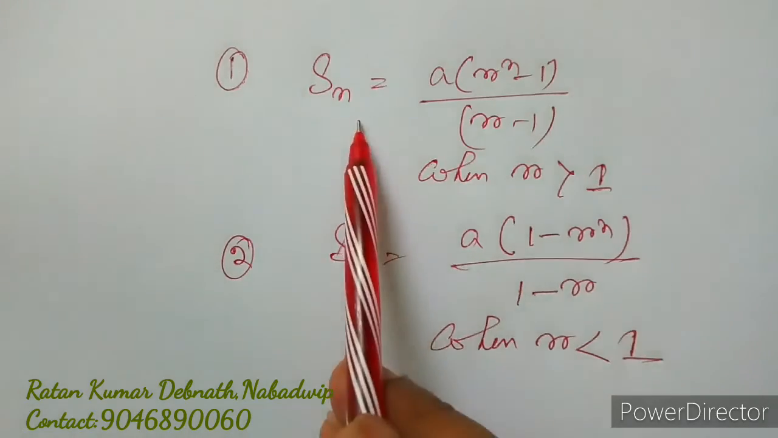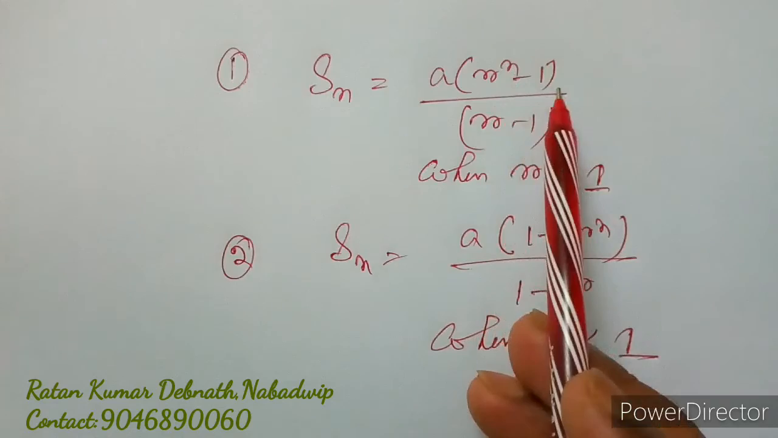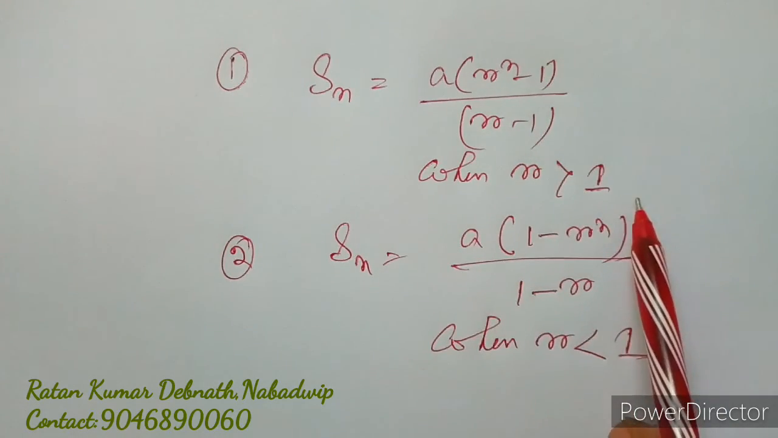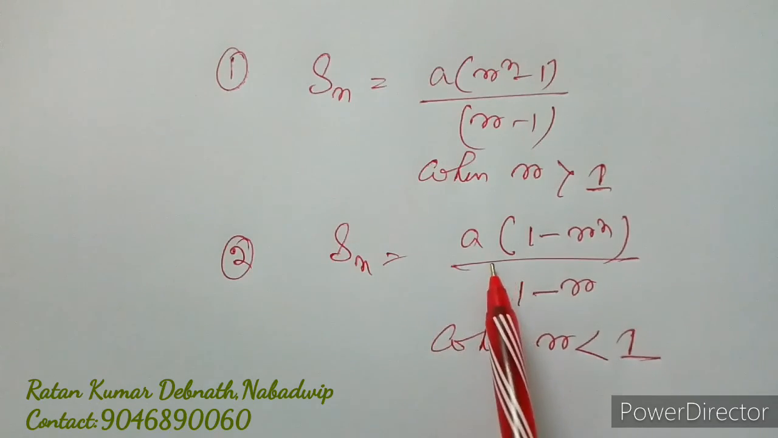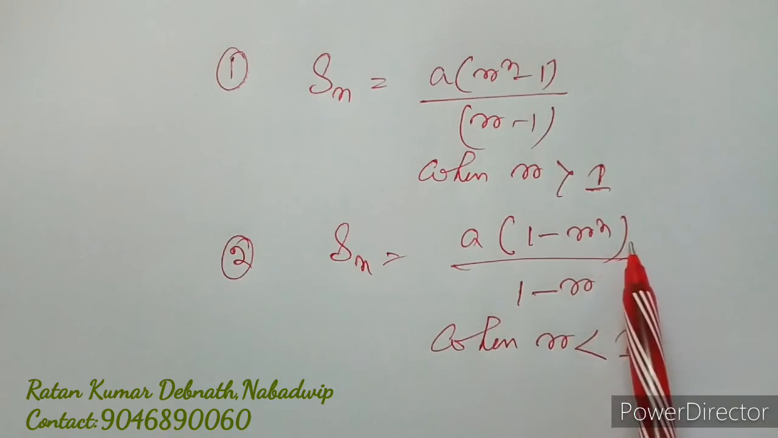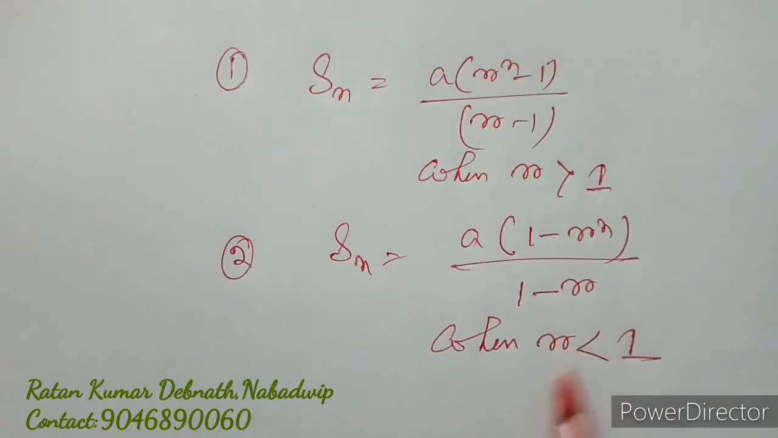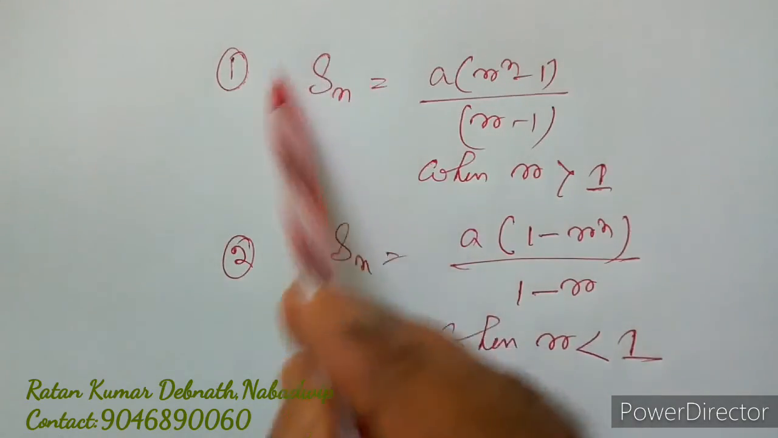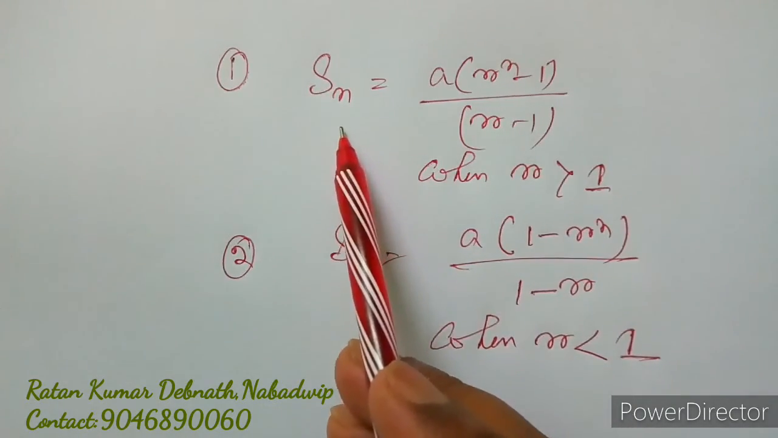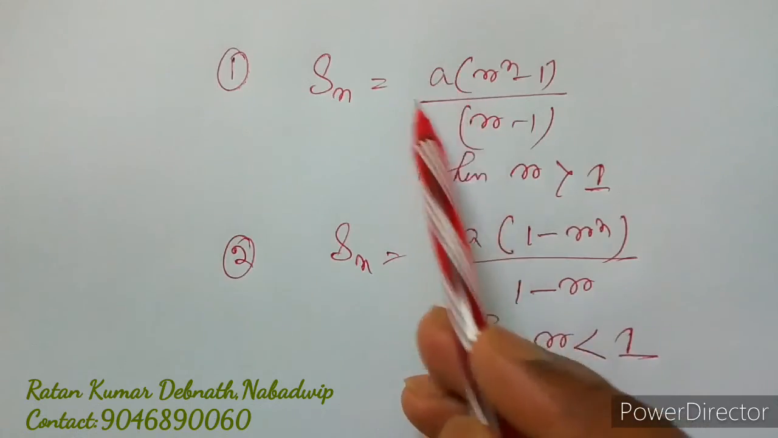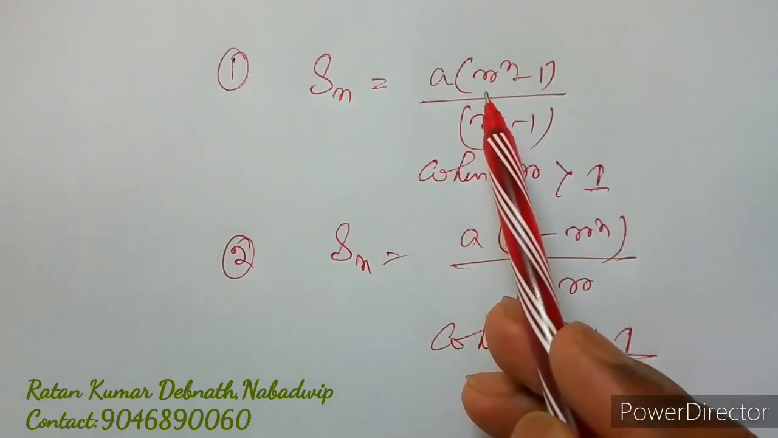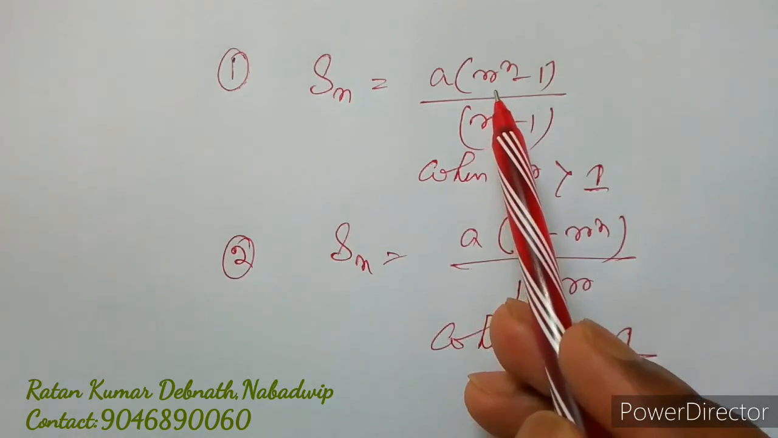series. Sn equals a into r to the power n minus 1 by r minus 1 when r is greater than 1, and Sn equals a into 1 minus r to the power n by 1 minus r when r is less than 1, where Sn stands for the sum of n terms, a signifies the first term of the series, and r signifies the common ratio.